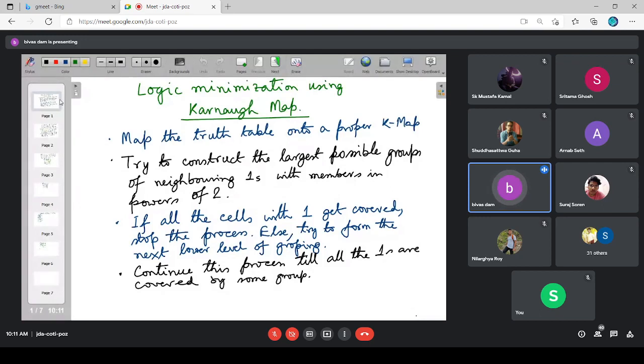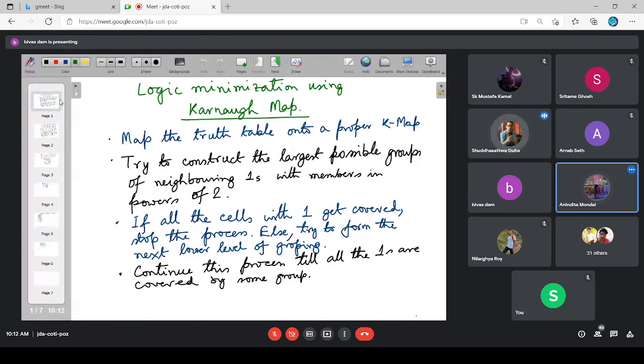That's what I have written here. If all the cells with one get covered, stop the process. Else, try to form the next lower level of grouping. Continue this process till all the ones are covered by some group. Hope till this point is clear.